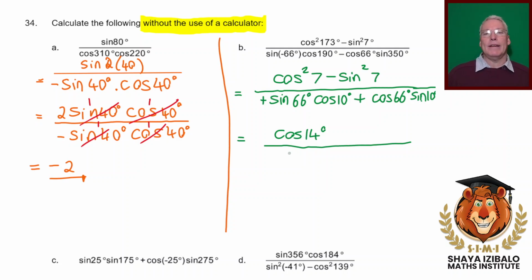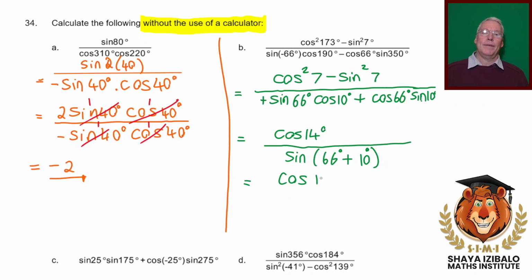That is exactly sine of 66 plus 10. Right, so in fact what we've got on the denominator is sine of 76. So we've got cos of 14 and we've got sine of 76.